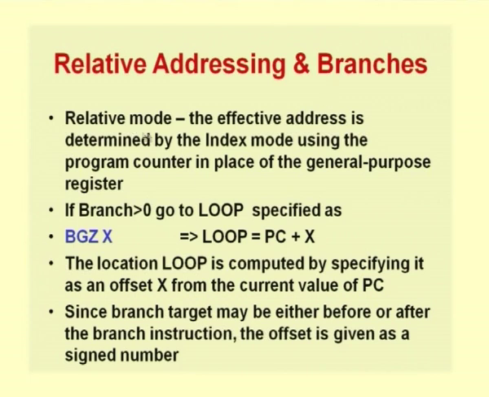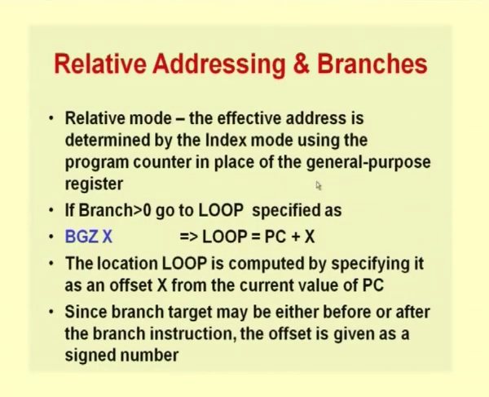So, we said relative addressing mode is calculating the effective address by adding the program counter to the index value. It is similar to the index mode, except that you are using the program counter in place of the general purpose register. Okay. So, if I have an instruction like this, if branch greater than 0, go to loop, this would be specified as branch greater than 0 x.